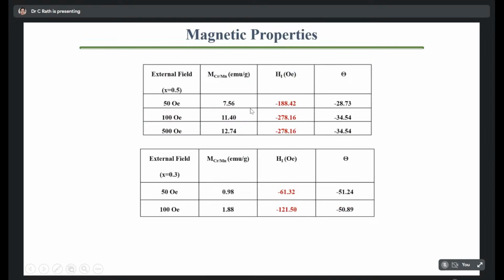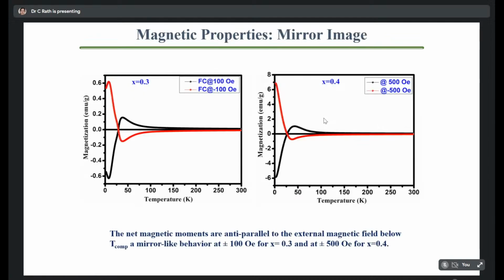You can see with different fields how this internal field increases. And in 0.3 and 0.5, this internal field increases with increase in field. So with increase in concentration also the internal field is high. And theta is of course the Curie temperature, which is negative, which shows the antiferromagnetic behavior. So this is another important feature, and one can see this in 30%.